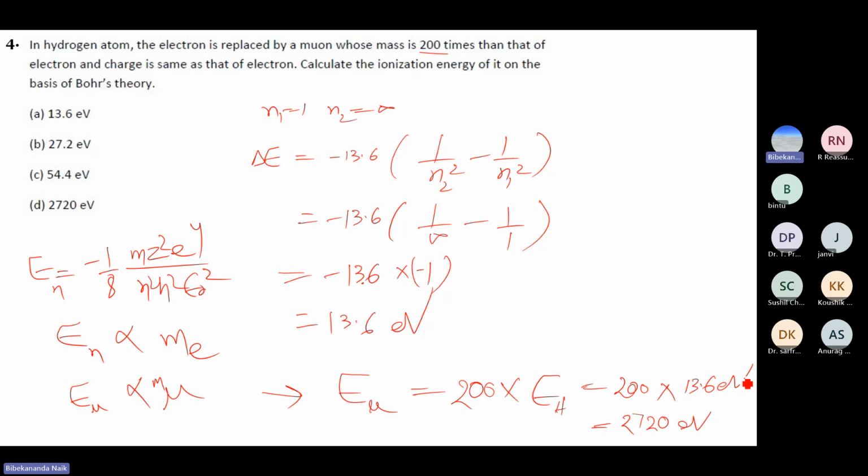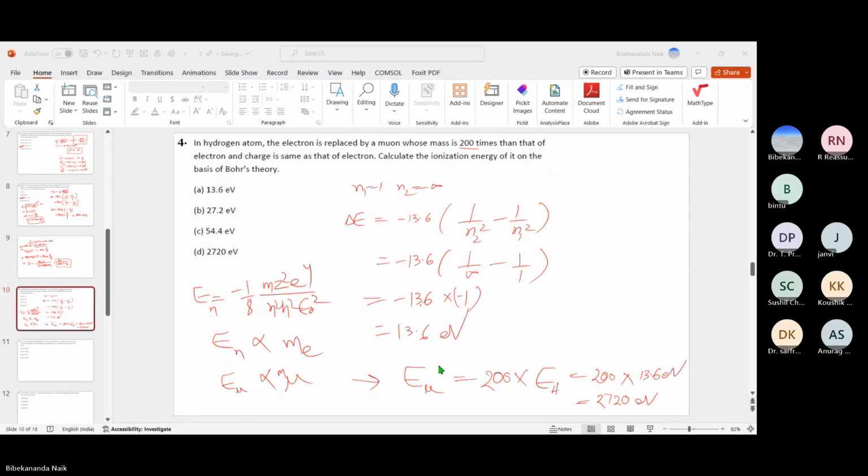So you see, when the electron is being replaced by the muon, since muon has 200 times mass that of the electron, the required energy to ionize the hydrogen atom will be increased 200 times. So it will be really difficult for ionizing the hydrogen atom if the electron is replaced by muon. Is this clear to everyone? Yes. Okay, so let's go to the next question.